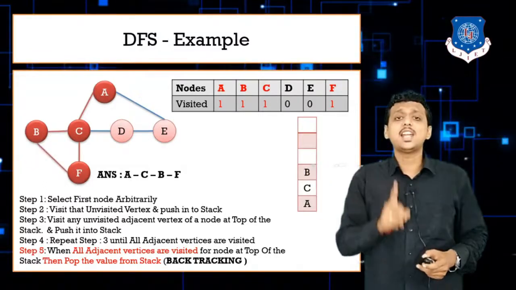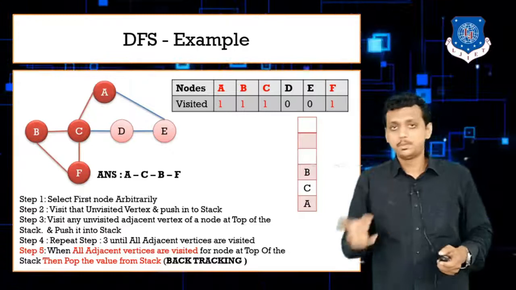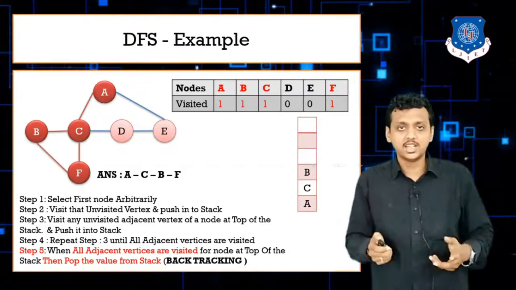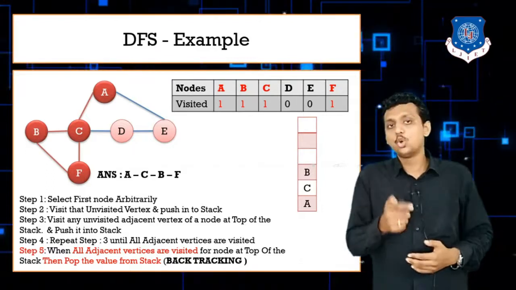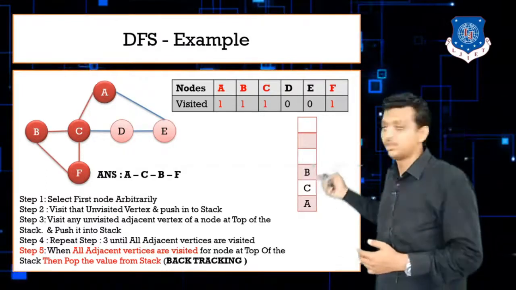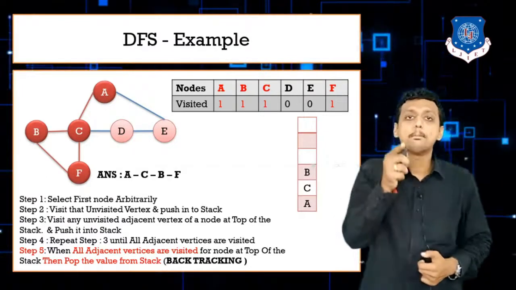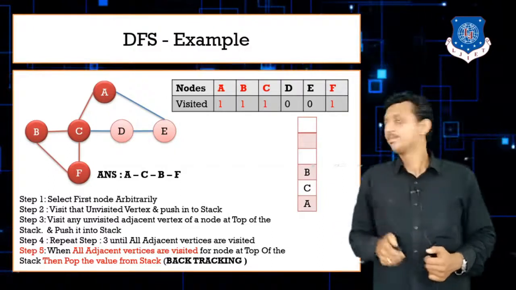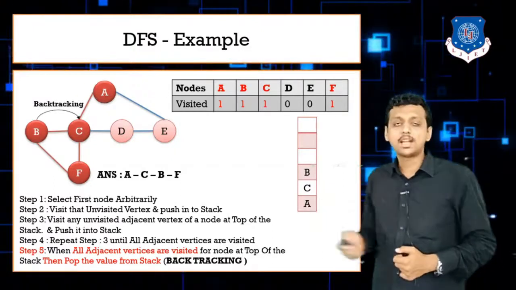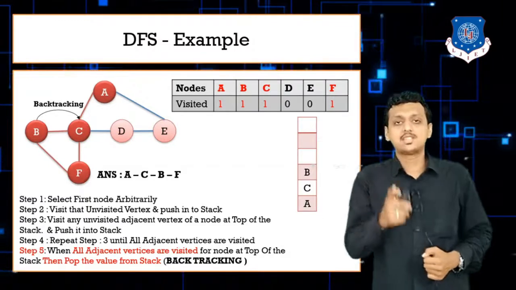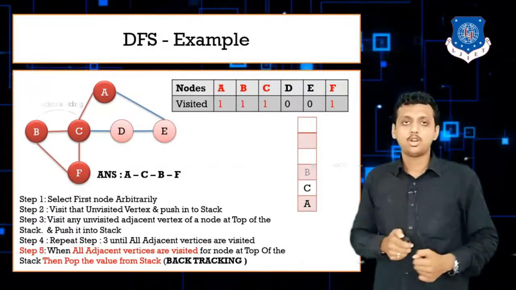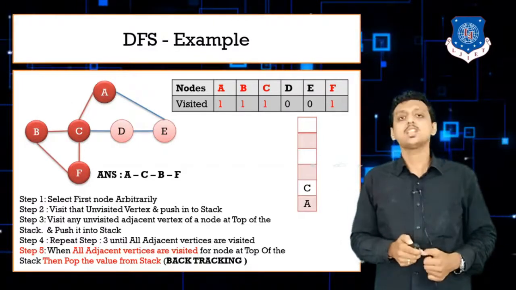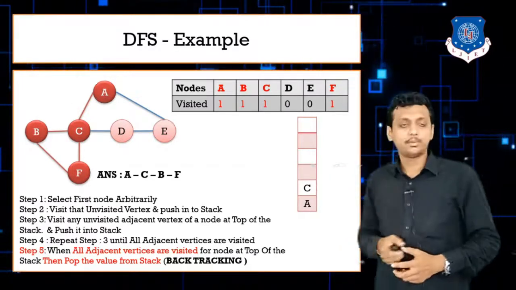So students, C and F both are visited. That means there are no adjacent nodes to visit. So what we need to do is backtrack. That means go back to the node from which you reached B, that is node C. So here I am doing backtracking again and reaching C. That's why I need to remove B from the stack, pop B. So B goes out from the stack.